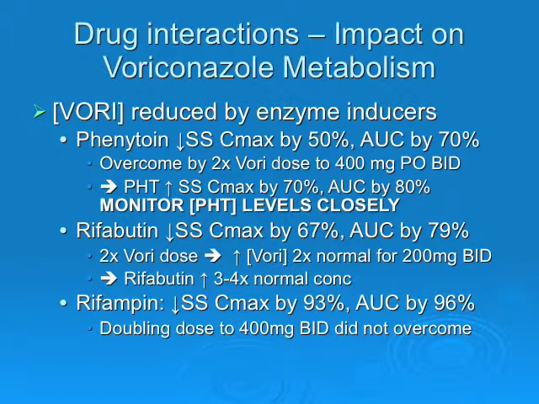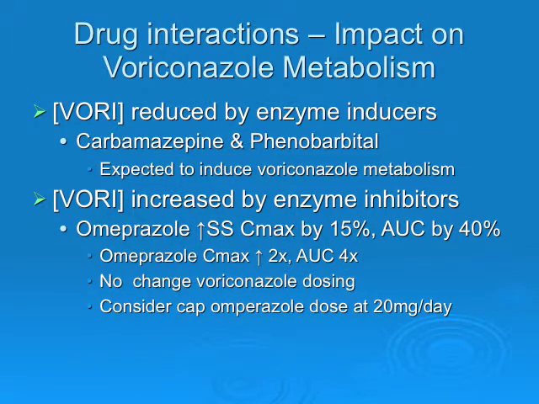Rifampin and voriconazole just do not mix. I mean, look, there's a 93% reduction in Cmax, 96% reduction in voriconazole area under the curve, and doubling the dose just doesn't get it done. Okay, in terms of carbamazepine and phenobarbital, there's no good data. You would expect it to induce voriconazole metabolism, so it probably wouldn't be the best scenario. Try to avoid it. Certainly not use it as a single agent. Do therapeutic drug monitoring. Dose aggressively. Realize that you may not get there anyway.